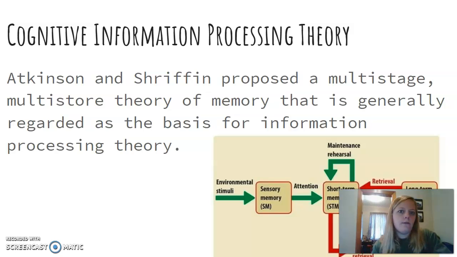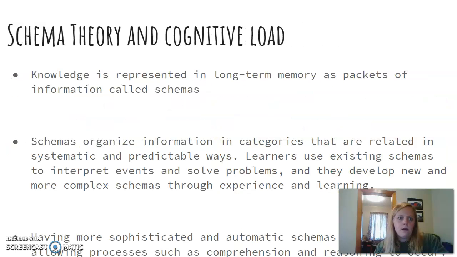Then we have the cognitive information processing theory. This was Atkinson and Shiffrin, and it's a multi-stage theory of memory. It talks about how we have our sensory memory, and then that goes into our short-term memory. And then if we continue to practice and practice and practice, that will then go into our long-term memory.